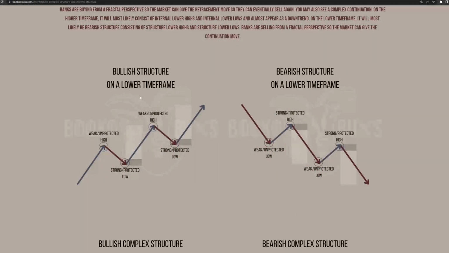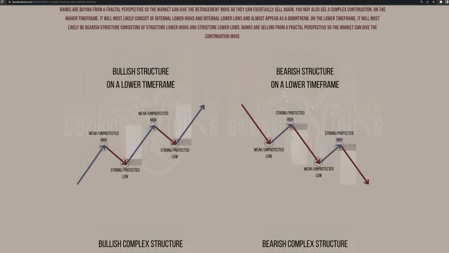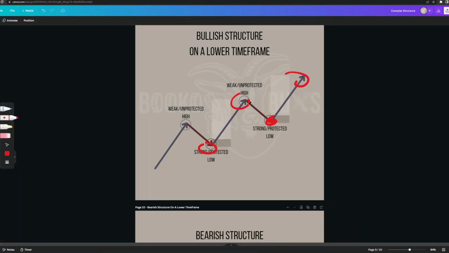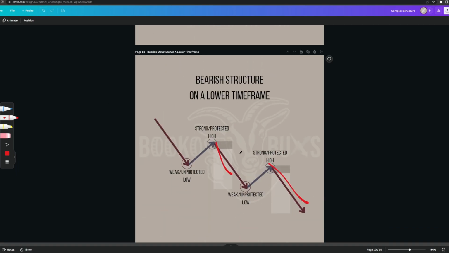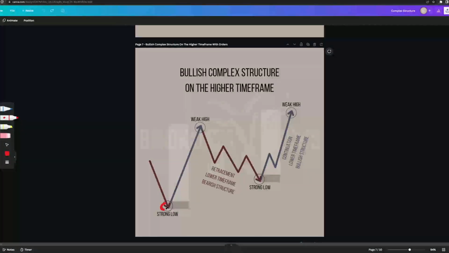Remember here, bullish structure on lower time frame. This is how just bullish structure looks. Bearish structure, we understand that the banks are selling. So when you get to bullish complex structure, you understand that the banks were buying from this strong low up to this weak high. Within the retracement is lower time frame bearish structure. So lower time frame bearish structure is right here, and they are selling the market. But then they get to a point where in bullish structure, you understand price is creating higher highs and higher lows. Banks are buying. In bearish structure, we understand that the banks are selling the lower highs and lower lows. So going back to complex structure, you understand that the banks are buying here.